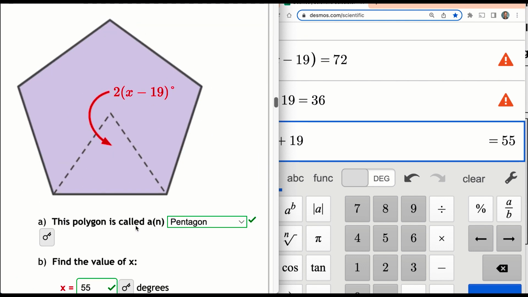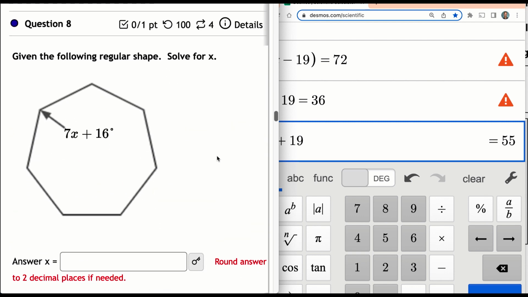Hopefully that makes sense on how you solve for x, given the number of sides, to know the central angle being 72 degrees, and then using that 72 degrees equal to your expression right here to get your answer for this one. All right, moving on to number 8.